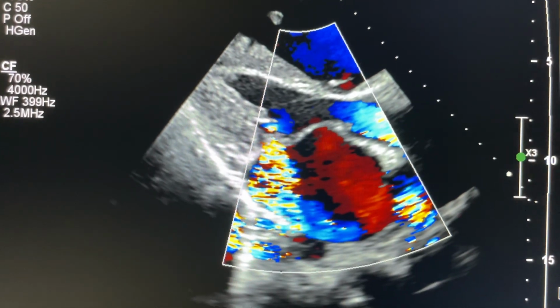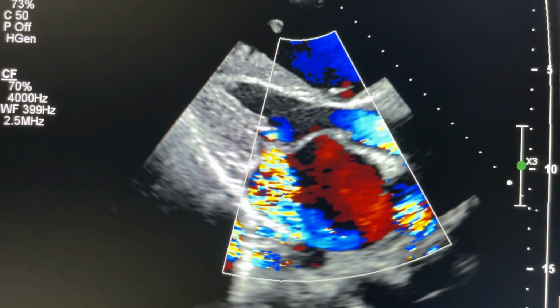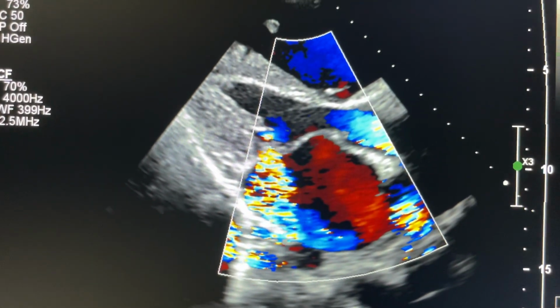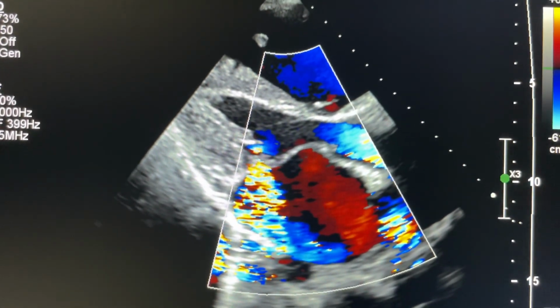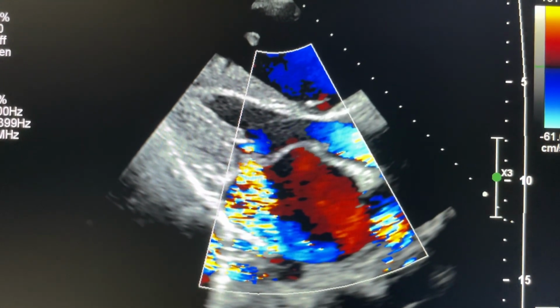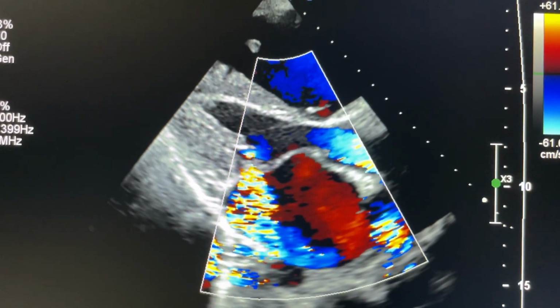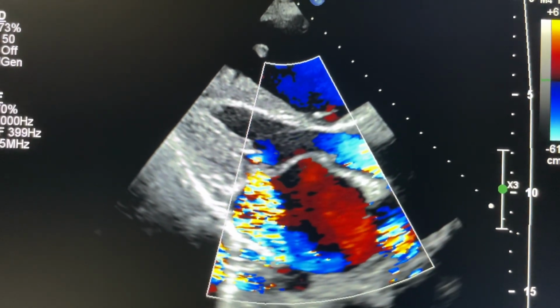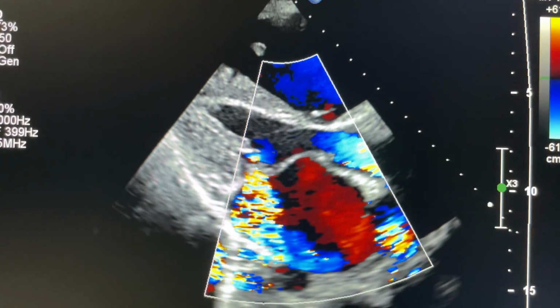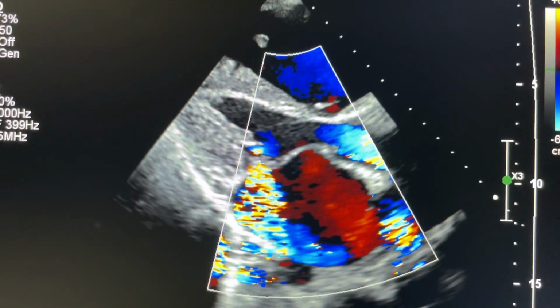Whenever the anterior mitral leaflet prolapses, the jet will be directed posteriorly. When there is prolapse of the posterior mitral leaflet, that jet will be directed anteriorly. So prolapse of the AML leads to a posteriorly directed eccentric mitral regurgitation jet. Thank you.